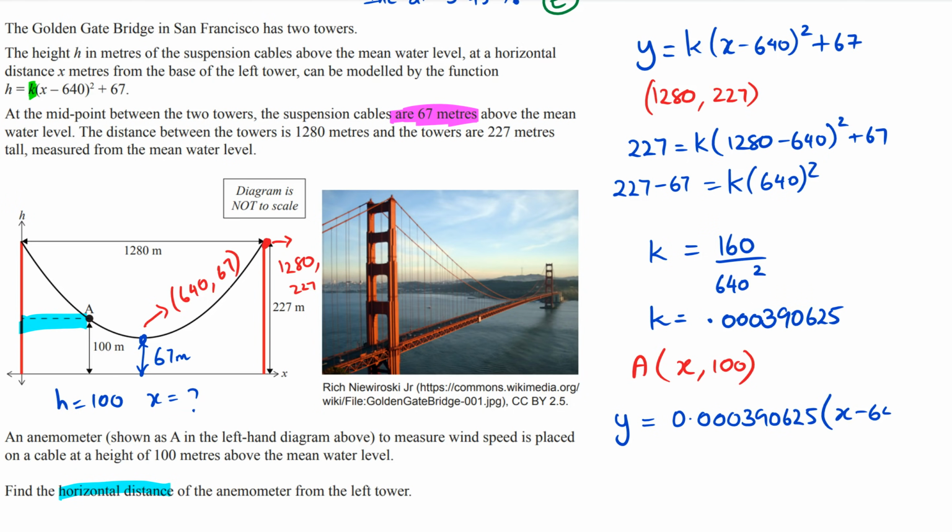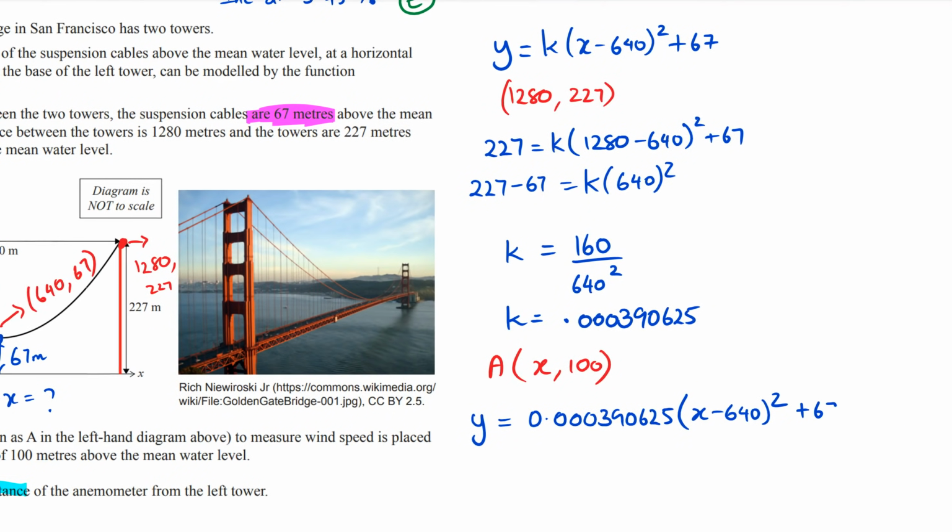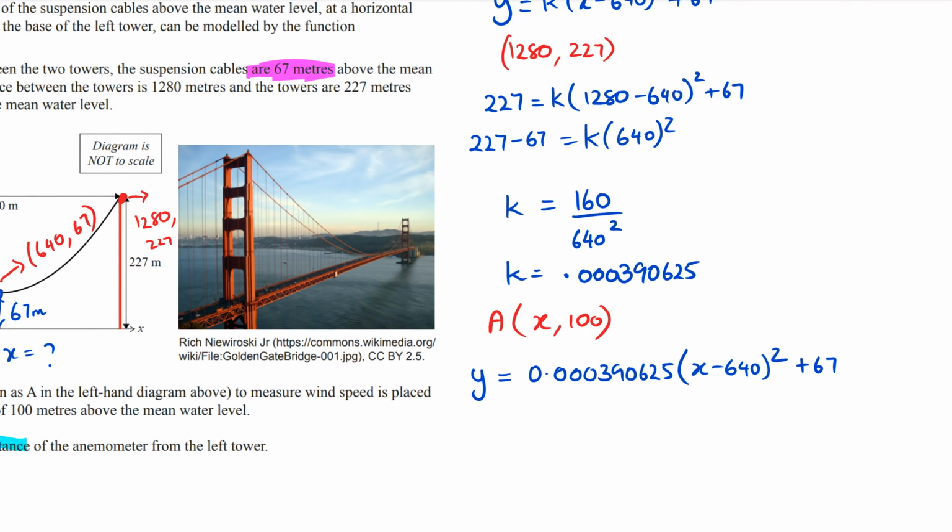times x minus 640 squared plus 67. So now I'll put this as 100 equals to 0.003900625, x minus 640 squared plus 67. So what you could do is you could expand this equation and try and kind of work it out. That's one way to do it.